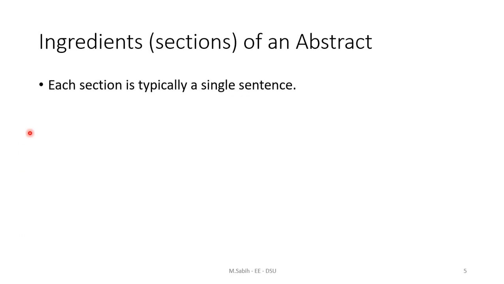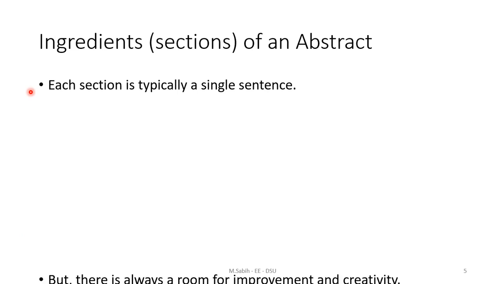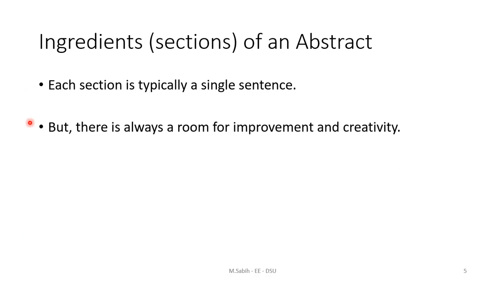Now in details, ingredients of an abstract, एक एक करके हम पढ़ेंगे. Every section is typically a single sentence. So for every section, typically एक या दो sentences होंगे जो कि उसकी ingredients sections को बता रहे होंगे. And but there is always a room for improvement and creativity. और we should be ready कि एक room आपकी creativity का रहेगा.